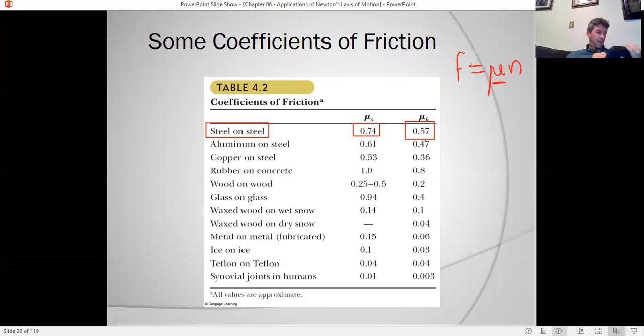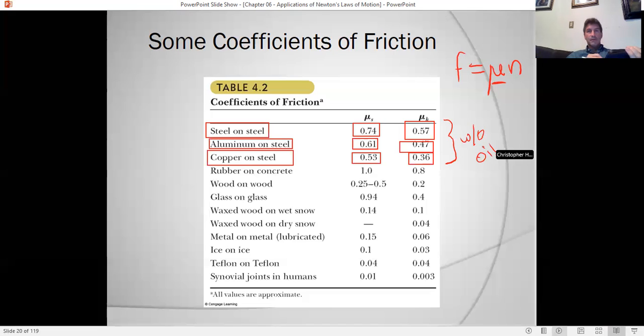Now, look at these. Here's steel on steel. Here's aluminum on steel. Here's copper on steel. All of these are fairly good numbers. And this is why, with aluminum on steel and copper on steel, we want to use some type of lubricant, because without a lubricant, without oil, some type of petroleum lubricant, these things are going to produce a lot of friction and a lot of wear. We're going to wear down the surfaces very quickly.